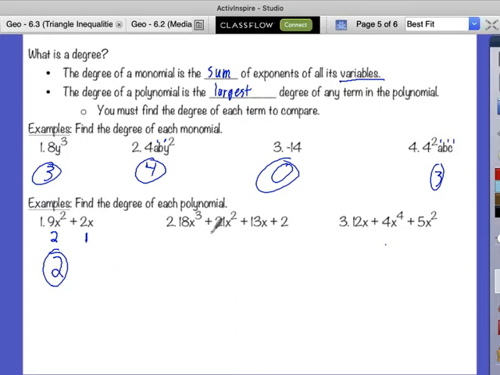So let's work on this second one here. I want you guys to actually try that. Once you have it or have questions, raise your hand. Okay, go ahead and go on to number 3 there. Very good.